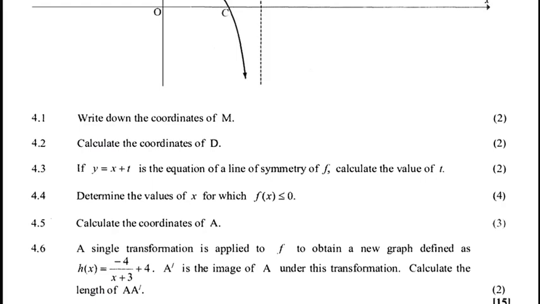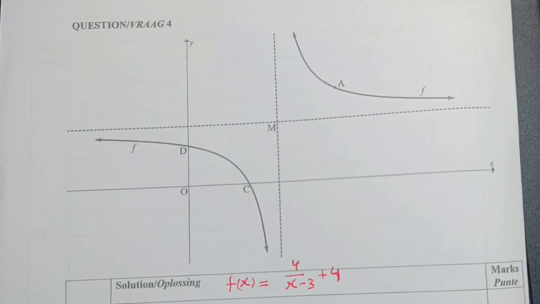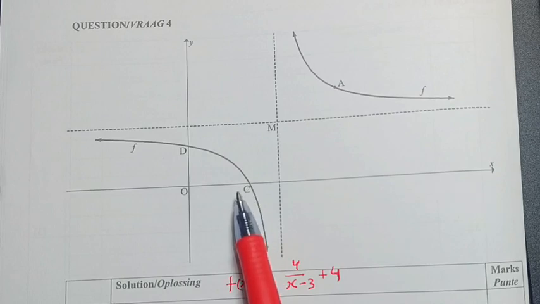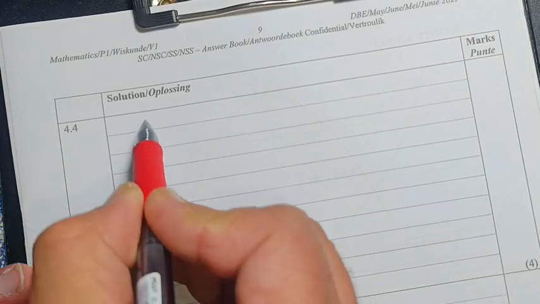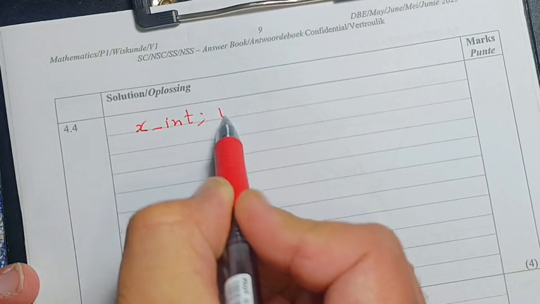4.4, determine the values of x for which f(x) is less than or equal to 0, which means where f(x) is negative. In order to solve this one, f(x) less than or equal to 0 means negative, so I need to find the coordinates of C, which is the x-intercept. Then I can see the graph and give the answer. For the x-intercept, let y be equal to 0.